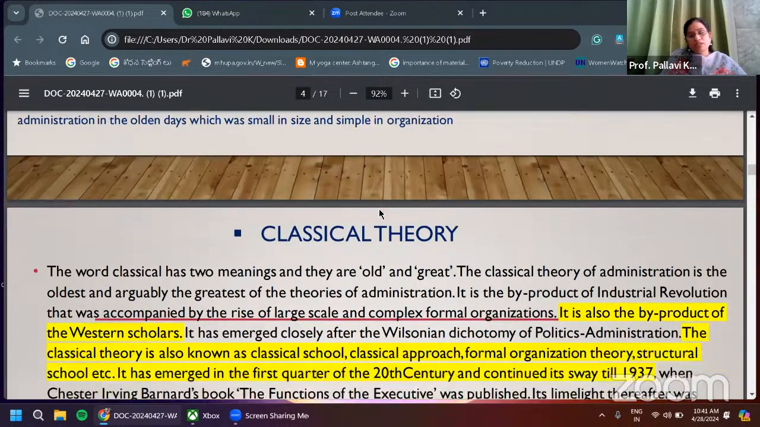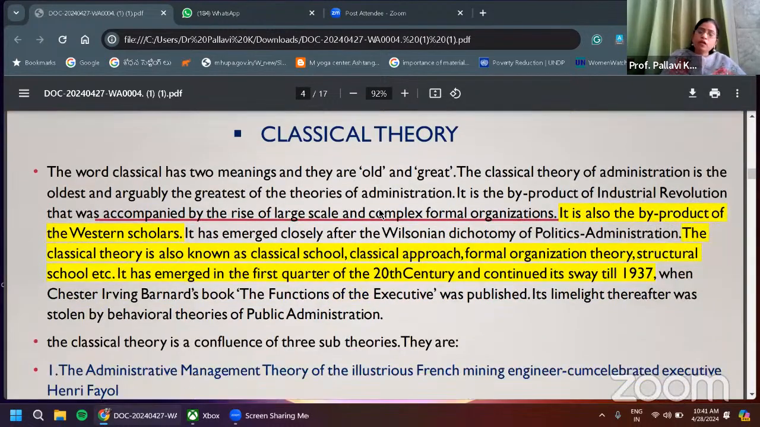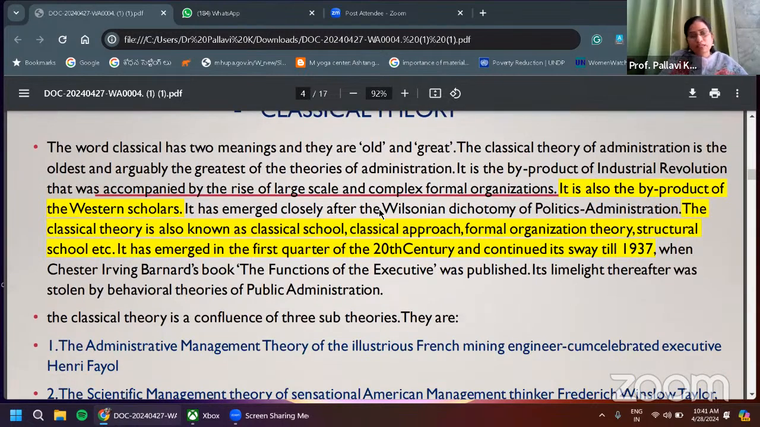Then comes the classical theory. Now, when we talk about the classical theory, the meaning of classical could be old or very great. And the classical theory of administration is the oldest, and it is the basis of public administration theory.